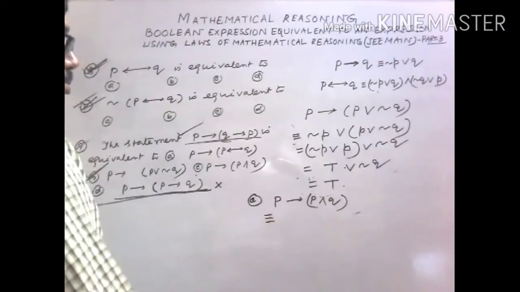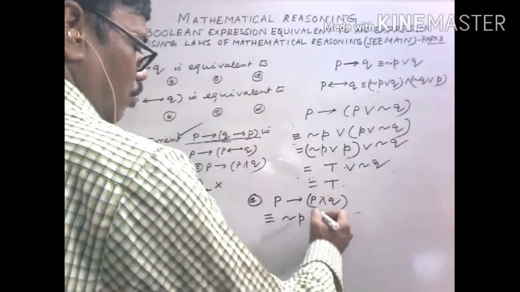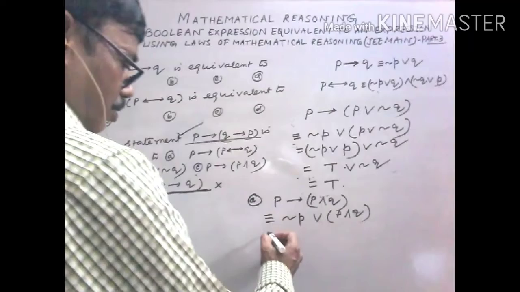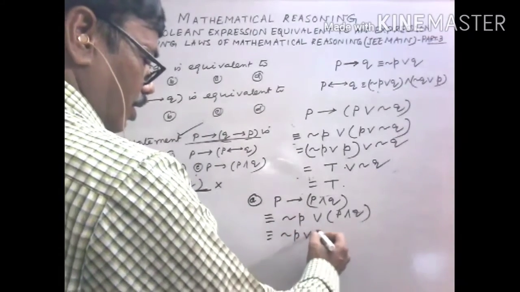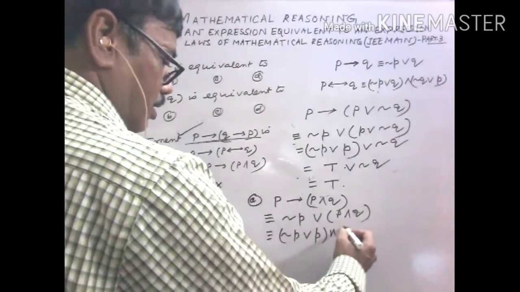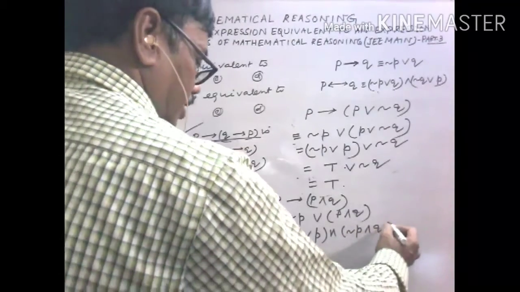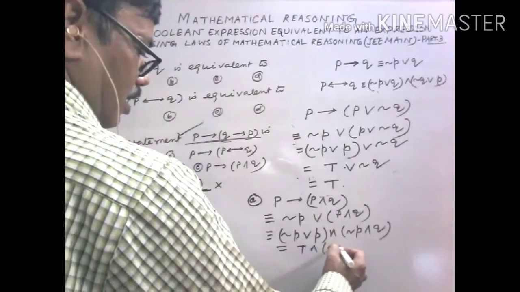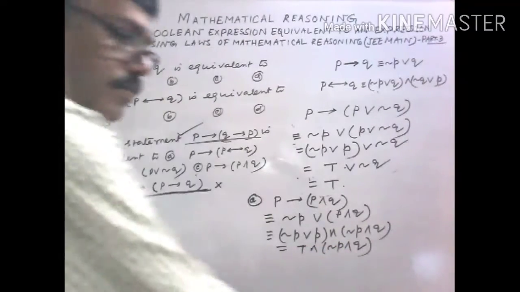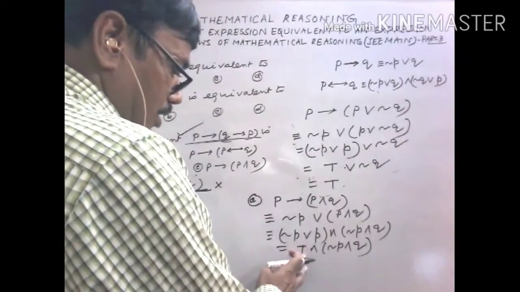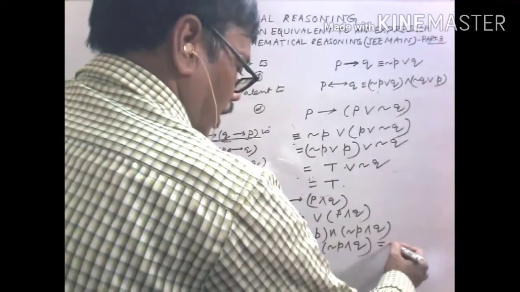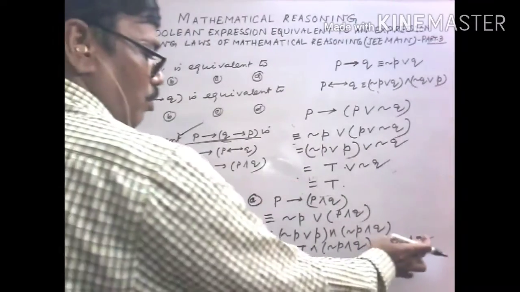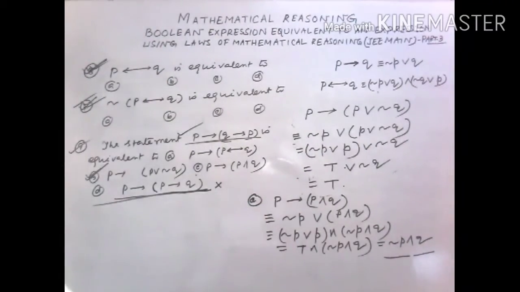So this is equivalent to negation P union P intersection Q. Now use the distributive law. Negation P union P intersection negation P intersection of this. So this is obviously T intersection negation P intersection this. Now this is intersection, so we have to take the smaller one. So we are getting the simplified form of this in this form.